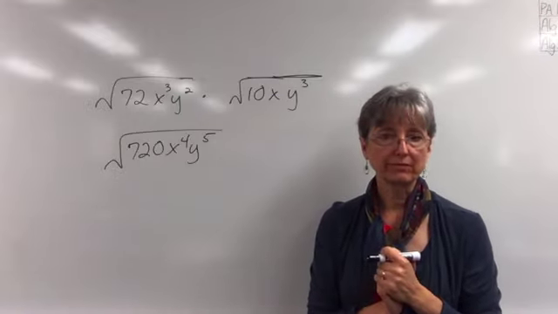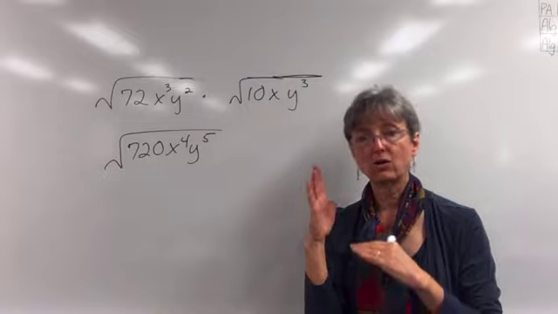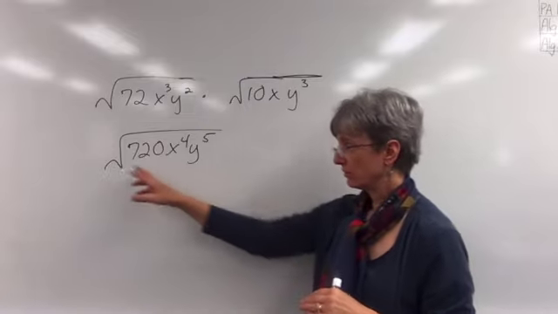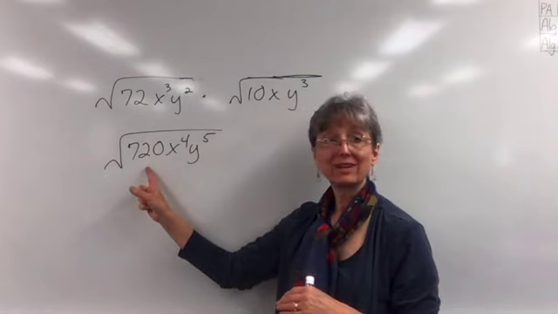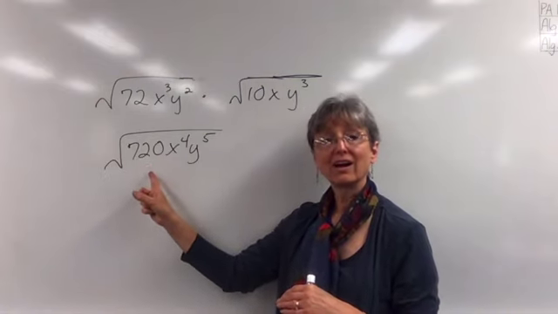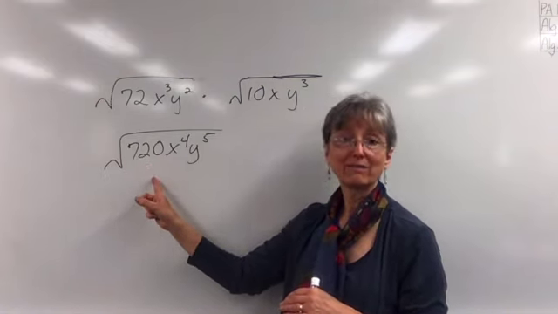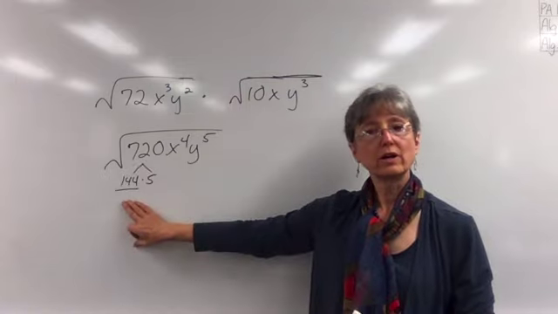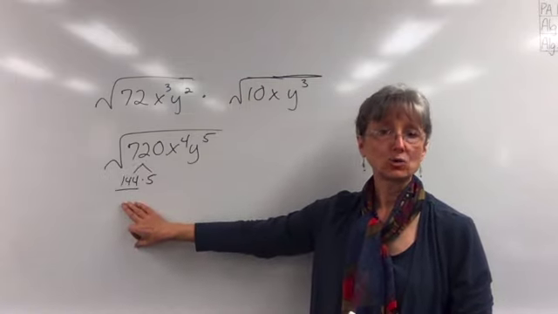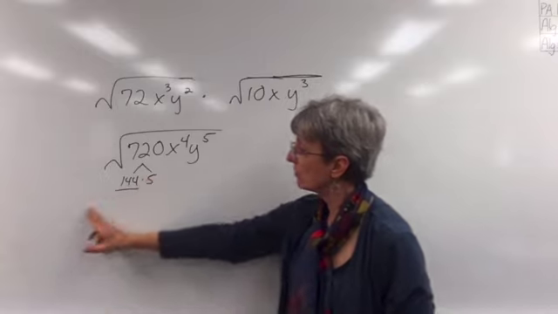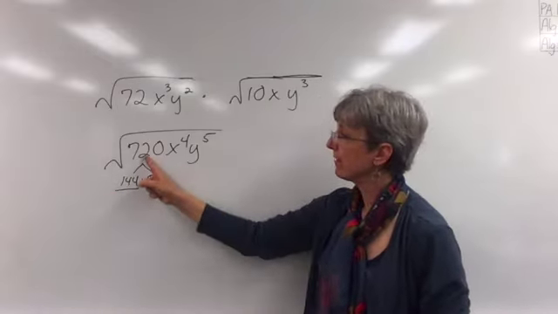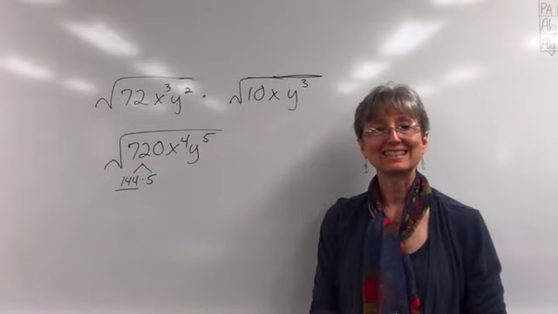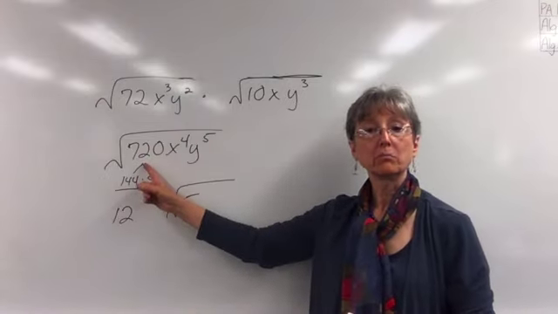Now I want to simplify. So I'm taking my card and I'm looking for perfect squares. It might be tricky to see, but this can be divided by 144. 144 times 5. So the square root of 144 is 12. So I can pull that 144 out and it'll become a 12 out in front. Notice my 5 will be left inside. So I've dealt with the number.